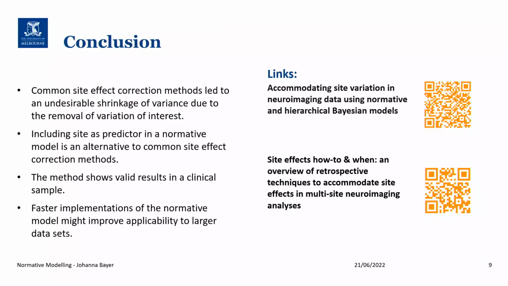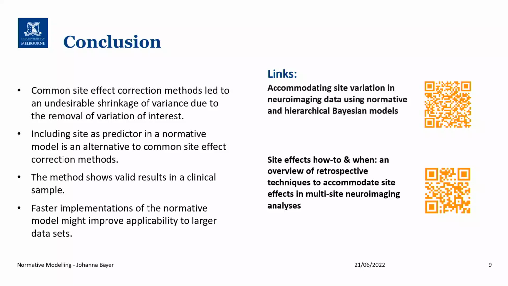To summarize, common site effect correction methods led to an undesirable shrinkage of variance due to the removal of variation of interest. Including site as a predictor in a normative model is an alternative method to common site effect correction methods. And this method also showed valid results in a clinical sample. For this paper, I used a Gaussian process to allow for nonlinear association between predictors and cortical thickness. However, Gaussian processes are known to be quite computationally costly. So for another paper, I implemented a spline version of the model that runs significantly faster.